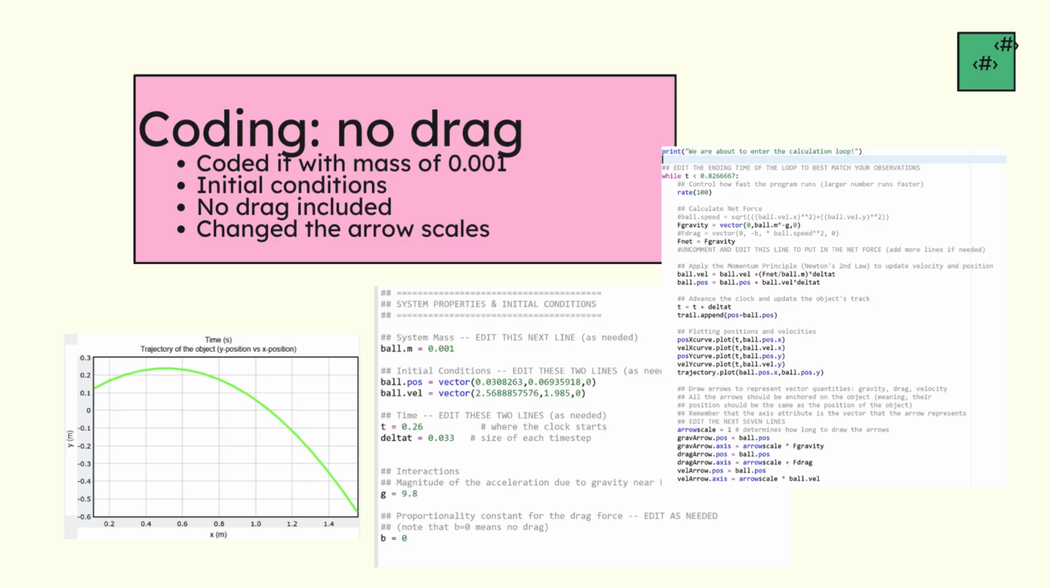So then our coding, this is the coding where we do not have any drag. We started with a mass of 0.001, and then we added our initial conditions that we calculated. Our drag is 0 because we were only looking at the gravity. And then we changed our scales to update that. And you can see the graph that we got from this code on the left.